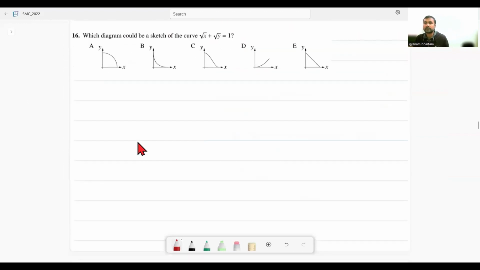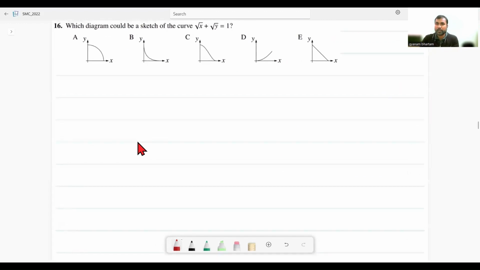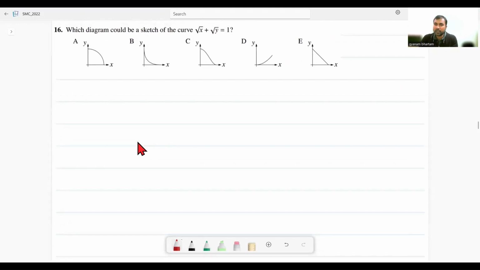Next, in question number 16, if you know the standard graphs, almost all the standard graphs we can plot. For example, if you observe x square plus y square equal to 1, which I think everyone knows, right? It's a simple circle equation. This is how it looks.